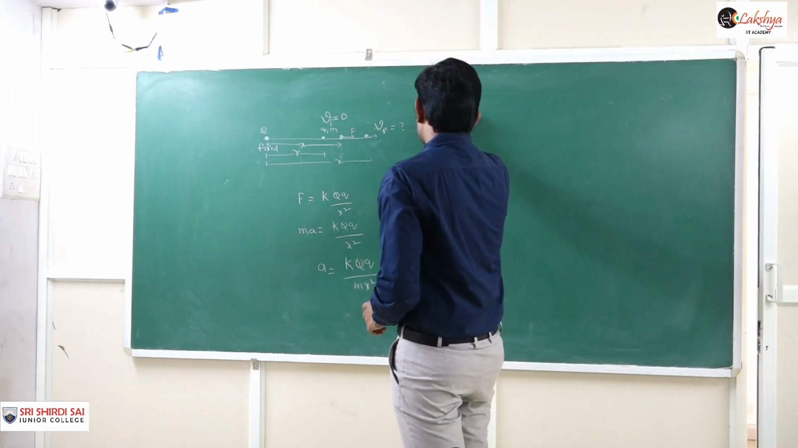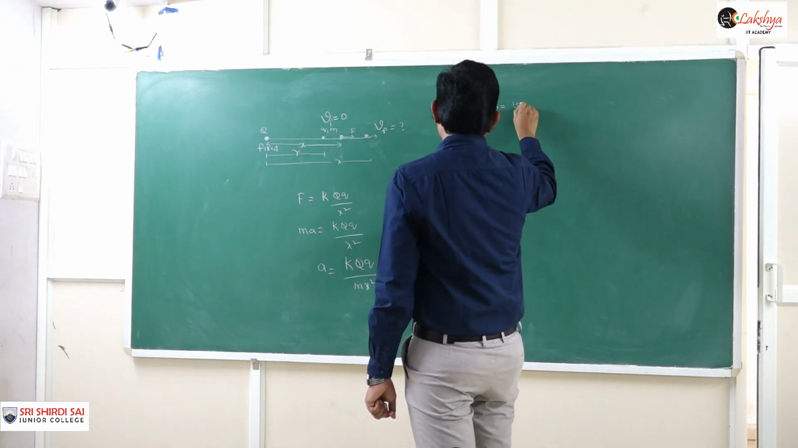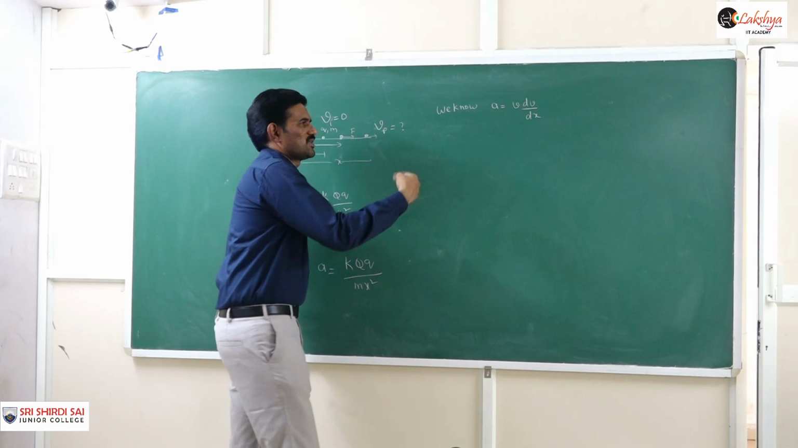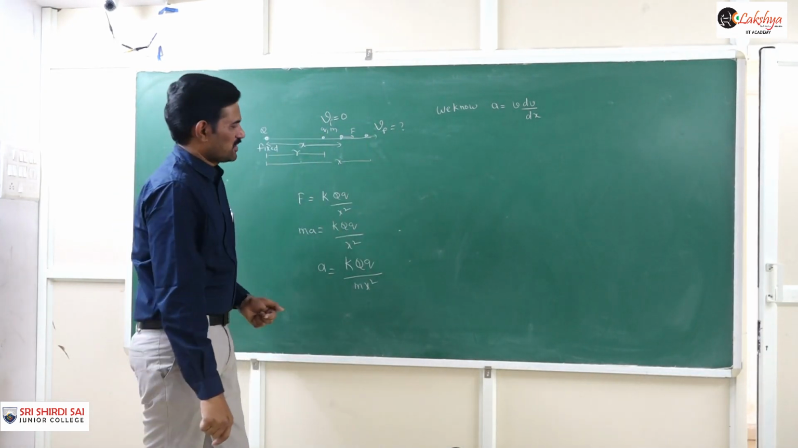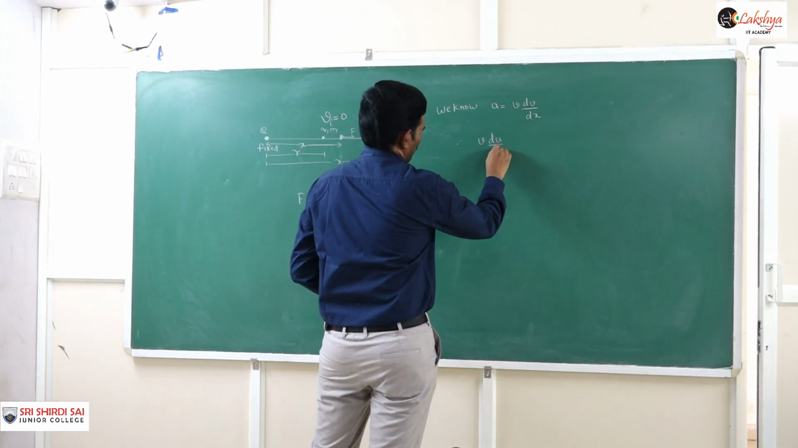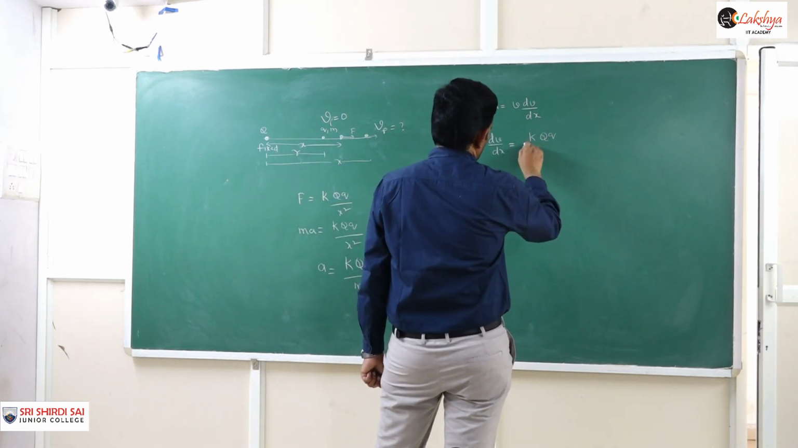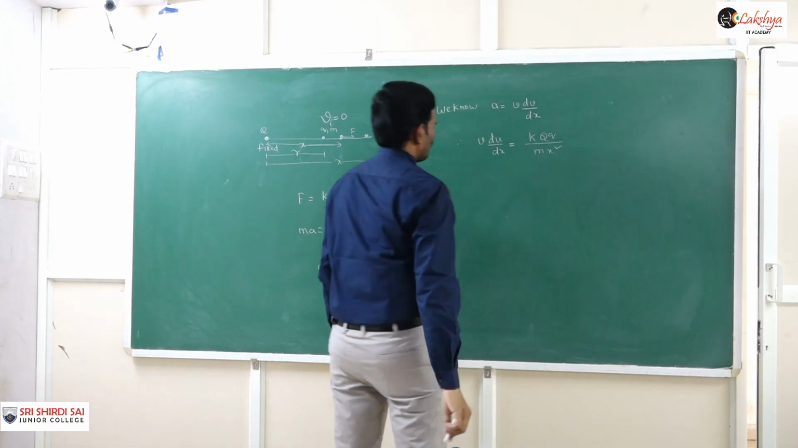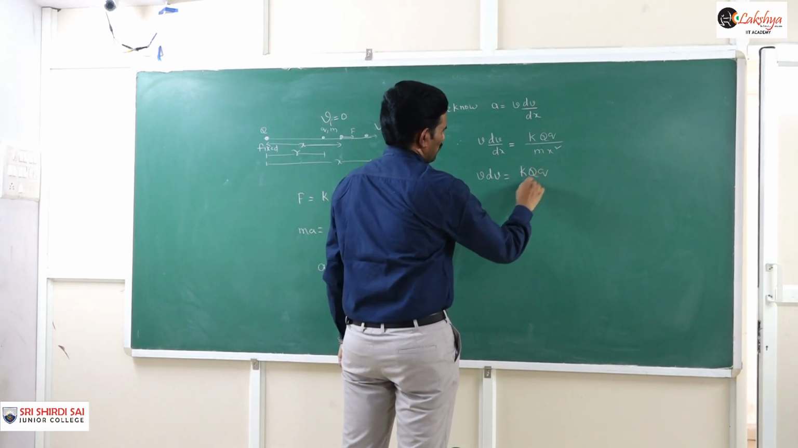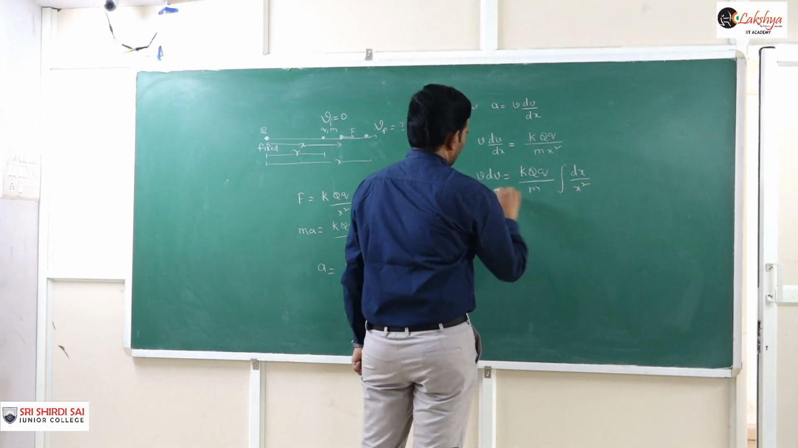And we know that the acceleration a can be written, in terms of x, as v into dv by dx. Generally we define it as dv by dt, but in terms of displacement we can also write it like that. Therefore, I can write v into dv by dx is equal to k into capital Q into small q by m x square. Just by rearranging the terms, integrate: kQq by m into dx by x square. I am taking integration on both sides.